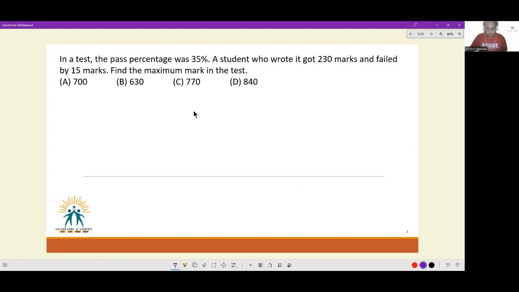Okay, so the student who scored 30 marks needed 15 more in order to reach the passing mark, and passing mark is 35% of total. So we get 245 into 100 by 35 is equal to the total. So fairly straightforward. 35 cancels with 245 to give us 7. 7 into 100. Our total turns out to be option A, 700.